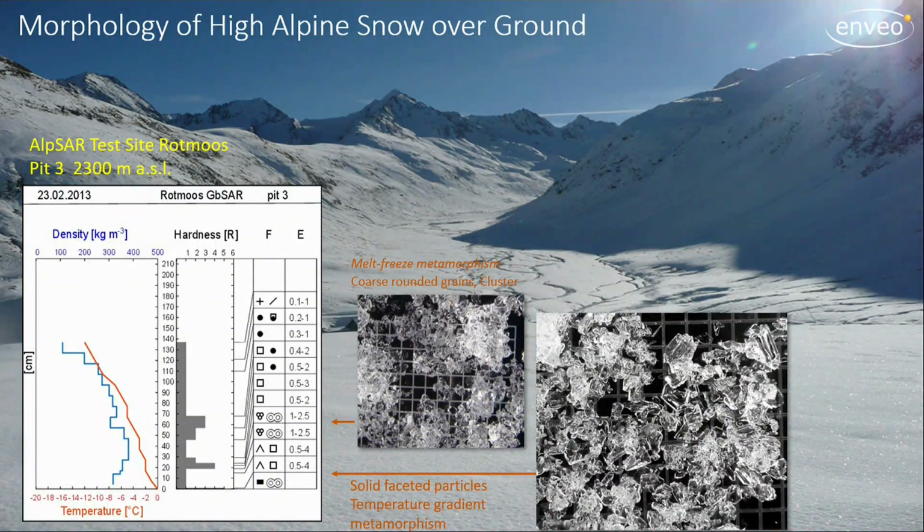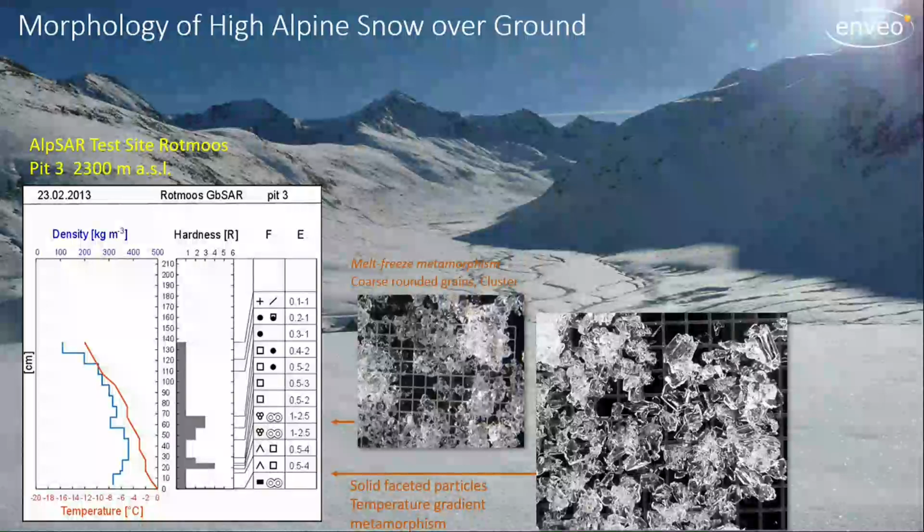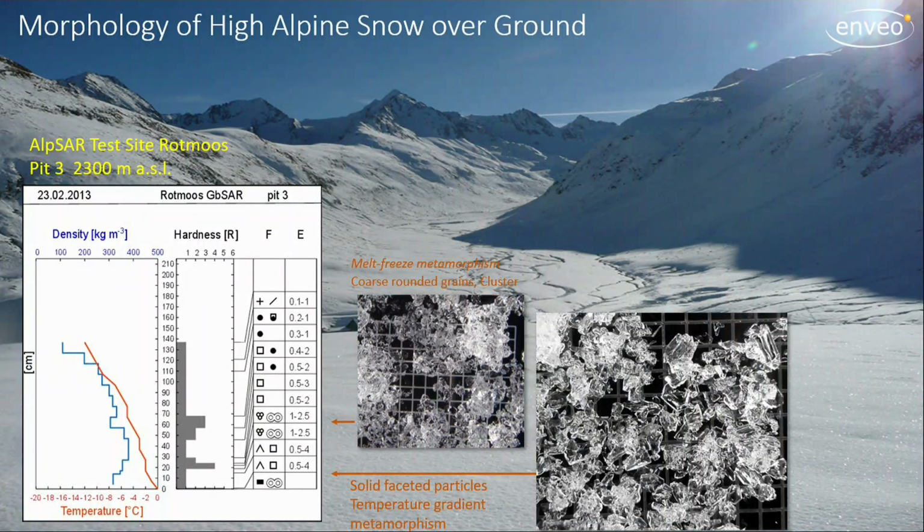On the left side, you see the density, which is measured with a pole in principle, every 10 centimeters, to get a stratigraphy and the density profile. This is important because radar is interacting with the crystals, and of course the density is a measurement of how dense the snow is. Then we are looking at the temperature profile, that's the red line here.